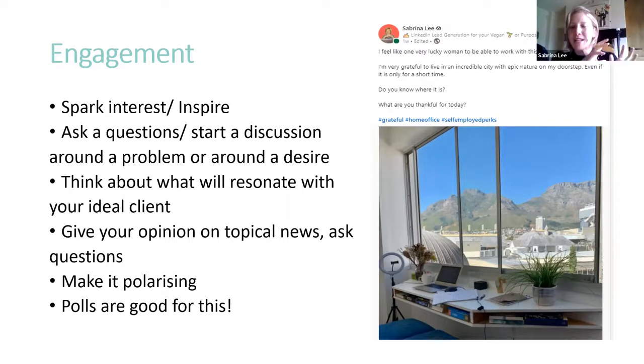So always having space, even though you're going to have a content strategy and a content plan, having that space for when things come up and you want to be responsive can be really good. So it sparks interest and it inspires people. So that's really good at that top of the funnel.